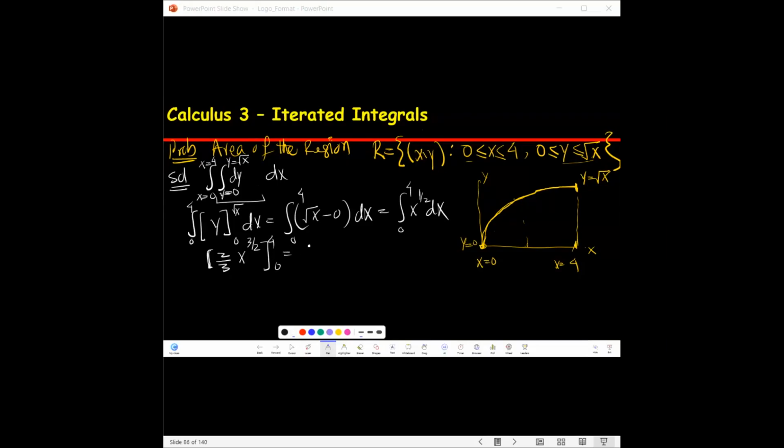Let's substitute the limit and see what happens. So 2 over 3, and then 4, 3 over 4, 3 over 2 minus 0, 3 over 2. So this is going to be 2 over 3. And then if you take it, it's going to be 8. If you solve it, it's going to be 16 over 3.